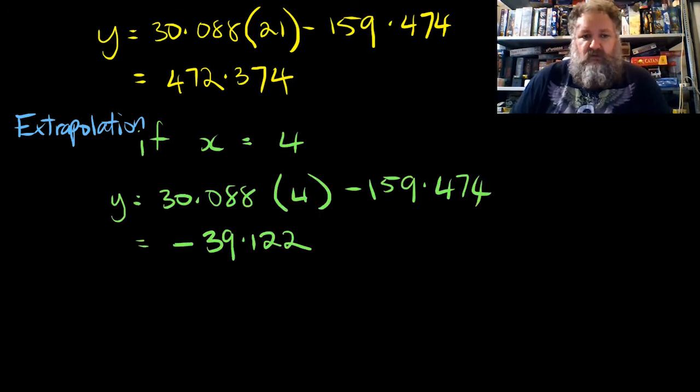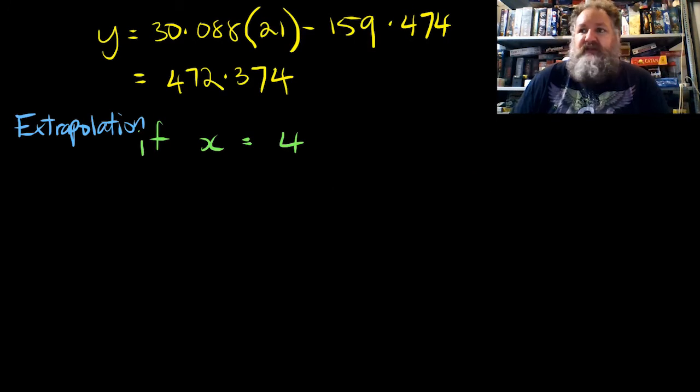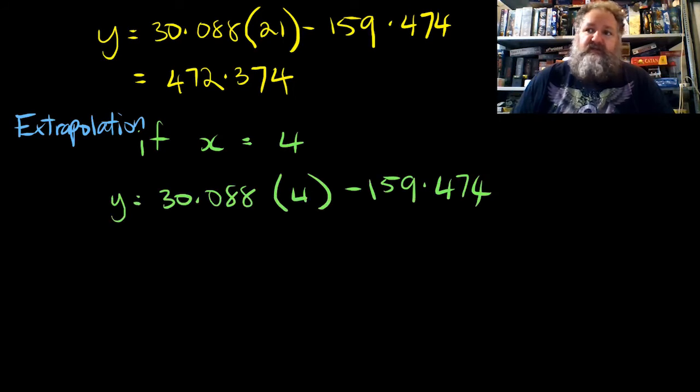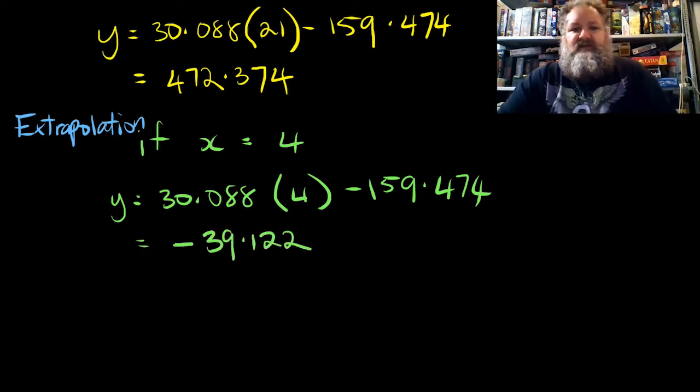If x is 4, I probably showed too much there. What happens when the temperature outside is 4 degrees, when it's really cold? Well, we do the same process that we did before. We take our formula. Here it is. y is equal to 30.088 multiplied by our value for x, which was 4, take away our constant. And we get that they make negative $39.12.